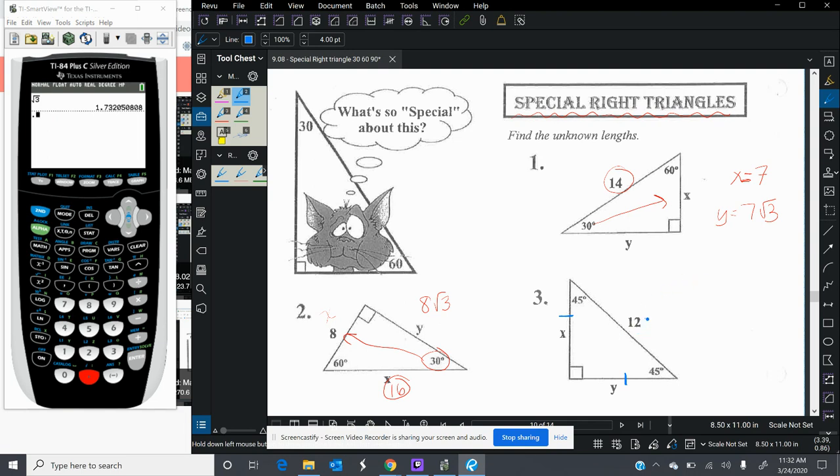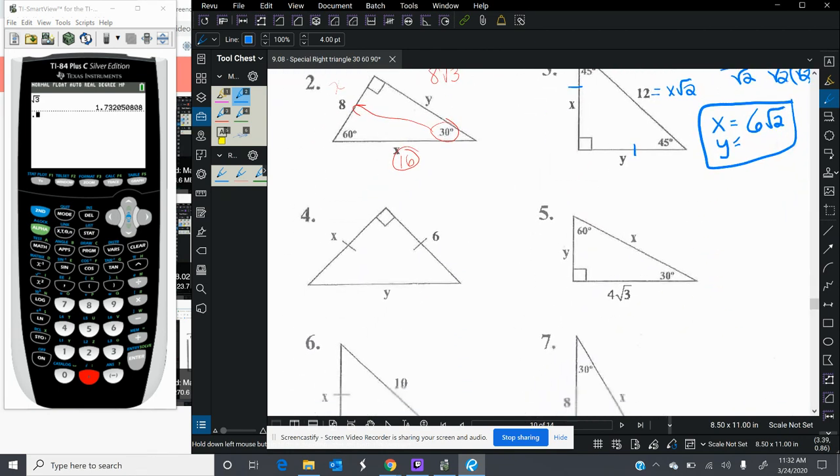Looking at number 3, this is a 45, 45, 90. So here our hypotenuse always equals x square root of 2. So when we set that equation up, x radical 2 equals 12, divided by radical 2 across, we have to rationalize. Gives us 6 square roots of 2, and the other side also equals 6 square roots of 2 because it's isosceles. Number 4, these two sides are each equal. So x is 6. The hypotenuse would be 6 square roots of 2.